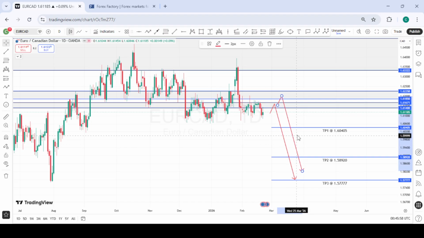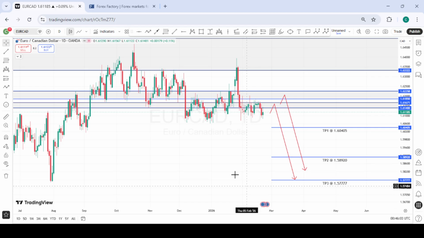So should price pull back to the second zone above, we'll still be interested in looking for the selling opportunities to sell to the downside.